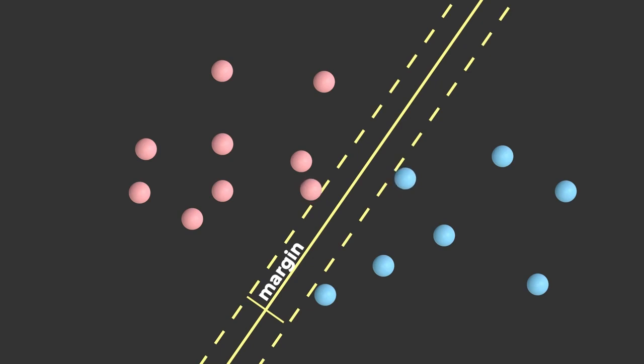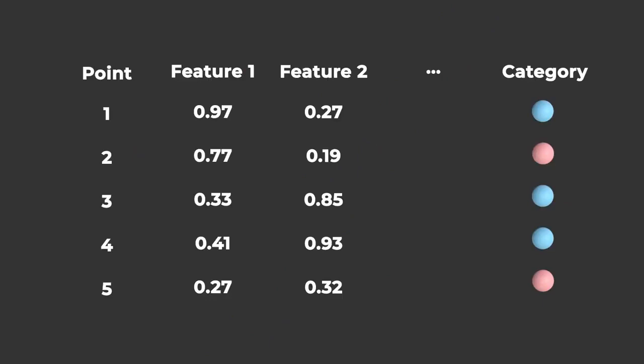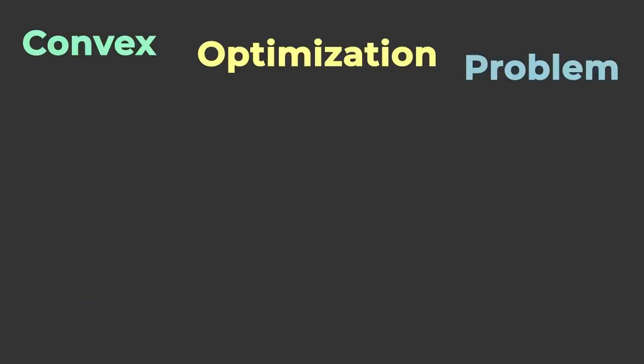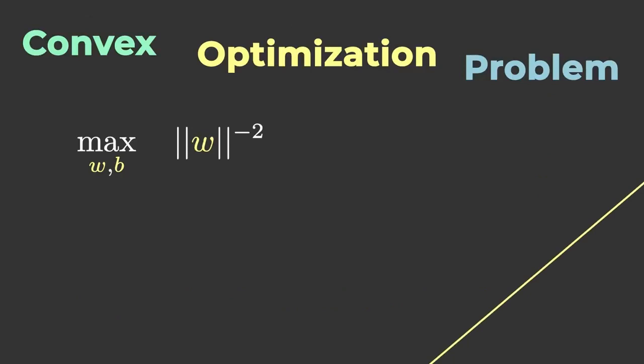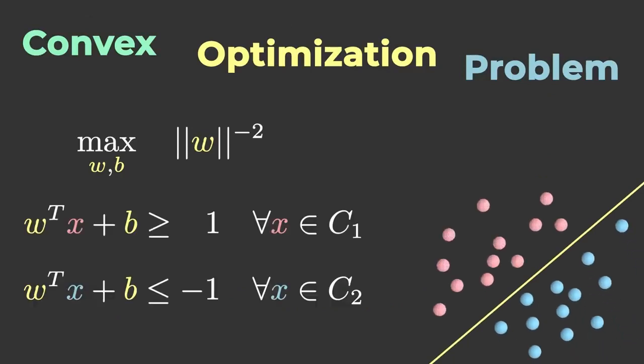To find this hyperplane in the first place, SVM requires a training set, or a set of points that are already labeled with the correct category. This is why SVM is said to be a supervised learning algorithm. In the background, SVM solves a convex optimization problem that maximizes this margin, and where the constraints say that points of each category should be on the correct side of the hyperplane.